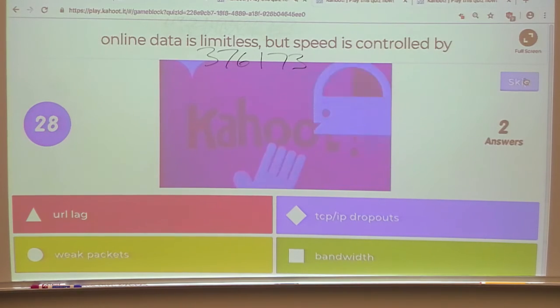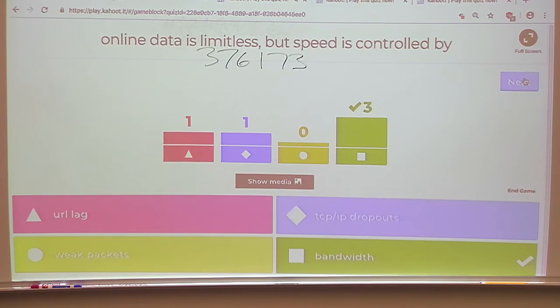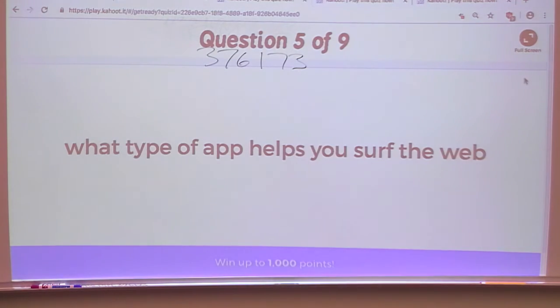Online data is limitless, but speed is controlled by what? URL lag, weak packets, TCP/IP dropouts, or bandwidth? 3. Correct answer is bandwidth. Okay, so that controls how fast your internet connection is. The broader band connection means more data can pass in the same amount of time. It gives you a faster connection for your online video.